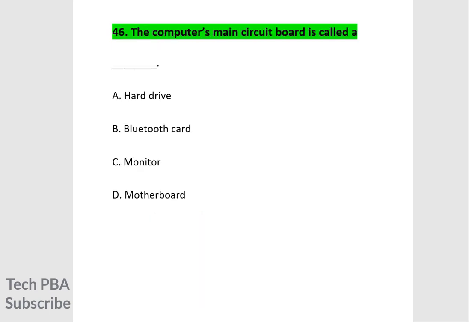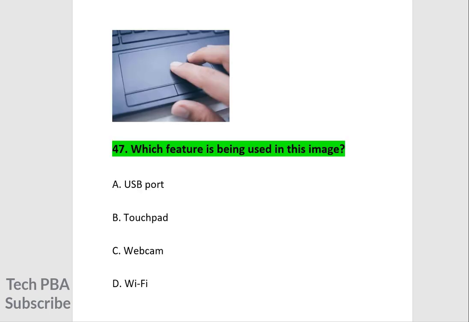Question number 46. The computer's main circuit board is called a... The correct answer here is option D, the motherboard. The motherboard. Question number 47. In the image shown above, which feature is being used? So the correct answer is option B, the touchpad. The touchpad, usually found on laptops.